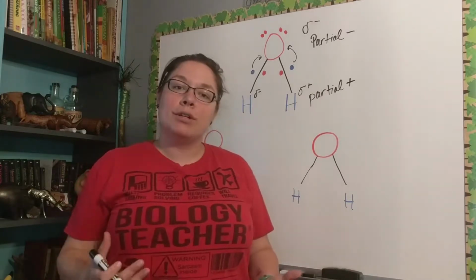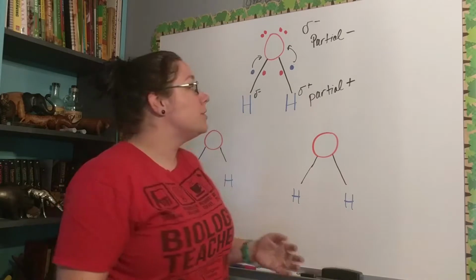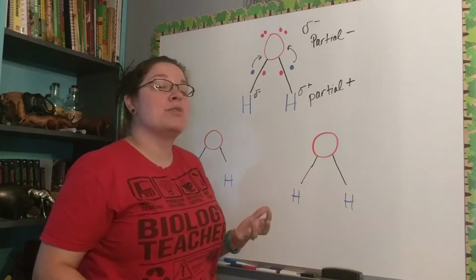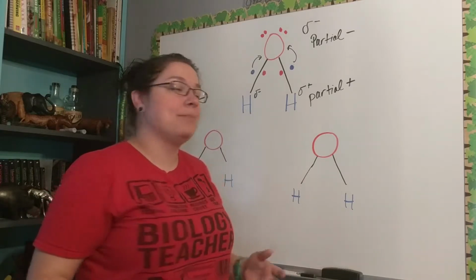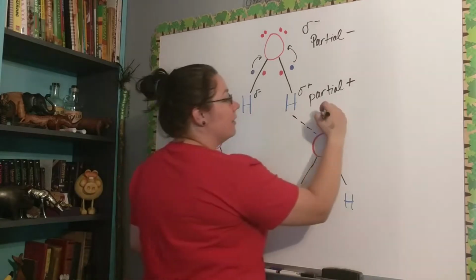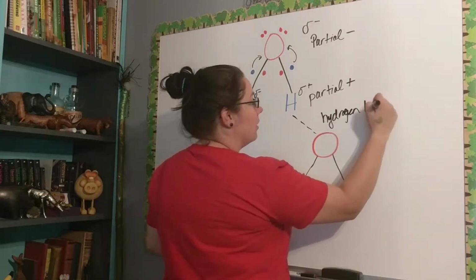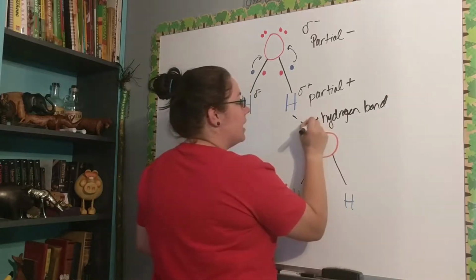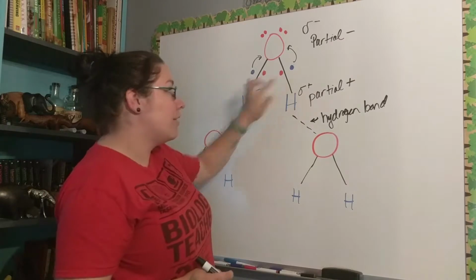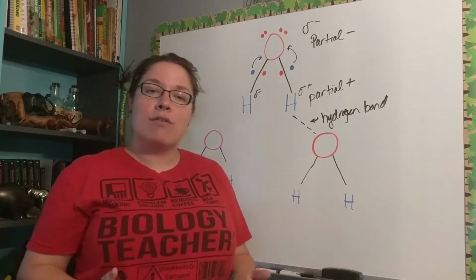So this is a polar covalent bond, in which case the electrons are not shared evenly. So we have a negative pole and we have a positive pole. And this allows water to engage in hydrogen bonding. So I'm going to represent that by a dashed line. Okay. And the reason why I'm representing the hydrogen bond with a dashed line compared to the covalent bonds with solid lines is hydrogen bonds aren't quite as strong as covalent bonds.